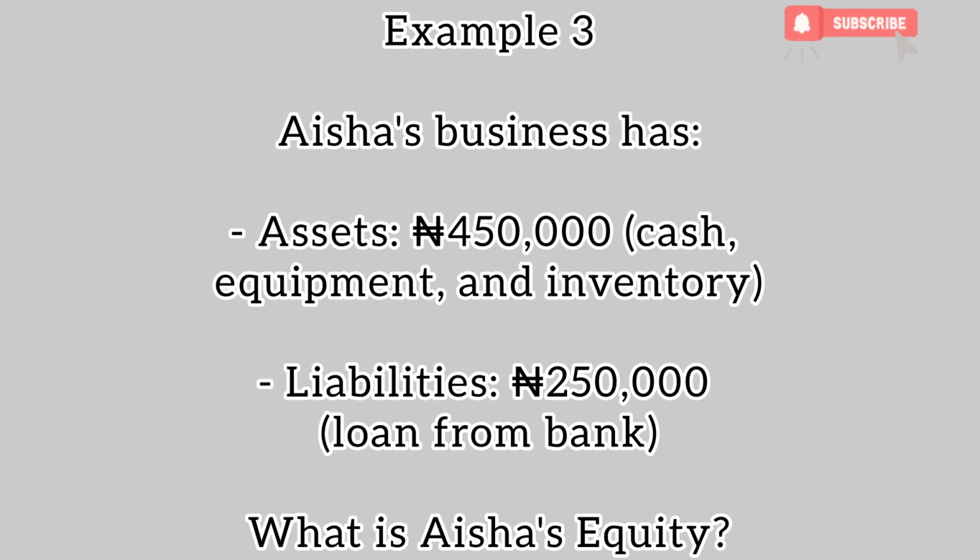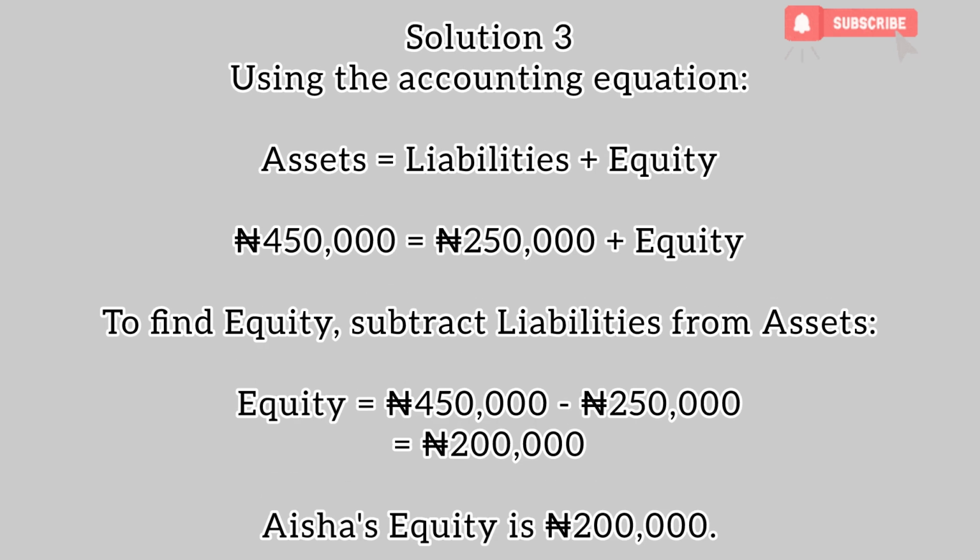Example 3. Aisha's business has assets of 450,000 naira, which consists of her cash, equipment and inventory. She also has liabilities worth 250,000 naira, which is her loan from bank. What is Aisha's equity? Solution. To find Aisha's equity using the accounting equation, assets equals liability plus equity.